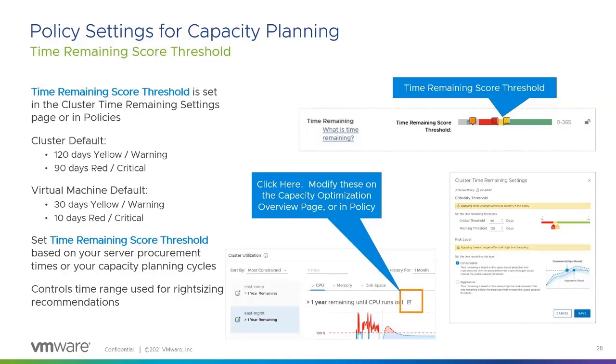And then the other one is for virtual machines. The default for virtual machines is 30 days for yellow, the warning threshold, and 10 days for red, the critical threshold. So this one is useful for right sizing, which I will show in a minute where that comes into play.